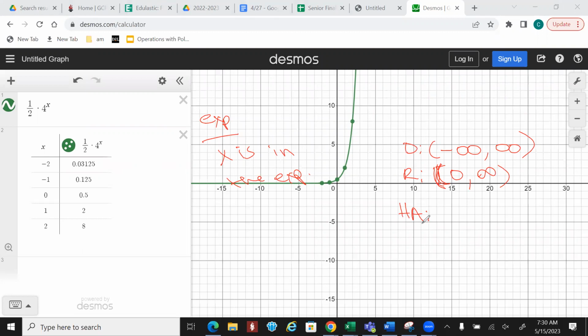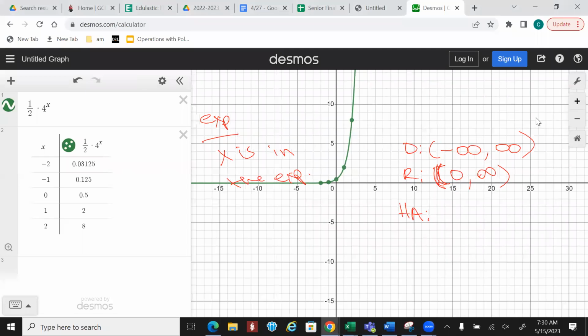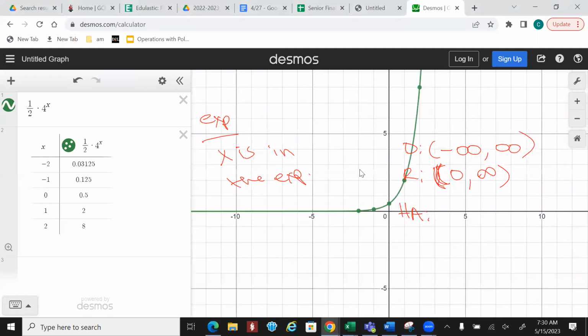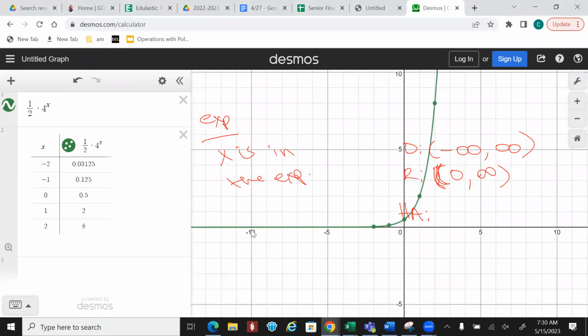What's our horizontal asymptote? Where does it start tapering off but never touching? So what horizontal line? 0. So we're going to say y equals 0. Another way you could have seen that is that there's nothing added over here in the equation. So this is our horizontal asymptote, which happens to be 0.